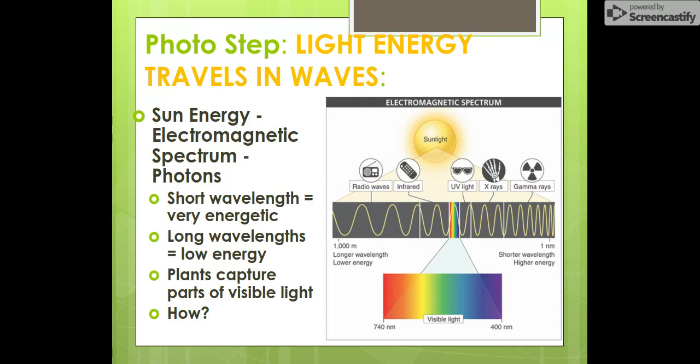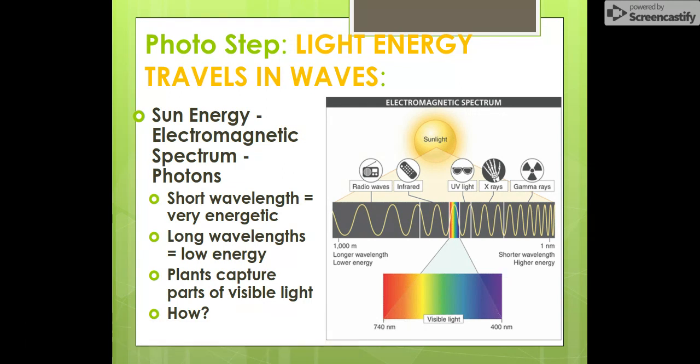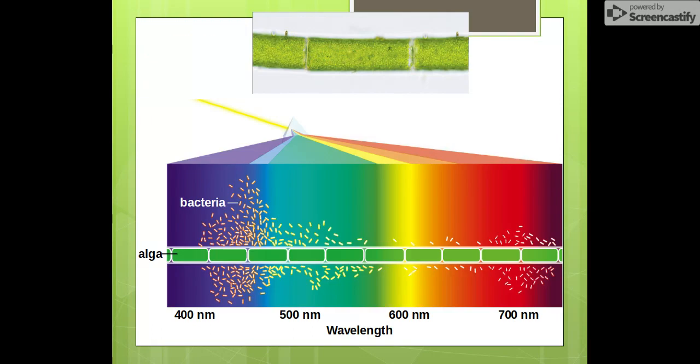All right, so light energy travels in waves, and different wavelengths of light have different energies to them. So we've got our short wavelengths, very energetic, long wavelengths, low energy. So we see that plants capture visible light, just this little part of the electromagnetic spectrum here. These are the colors that we actually see. Okay, so we're going to look at how this occurs. Then we're also going to look at which of these colors photosynthesis works the best with.